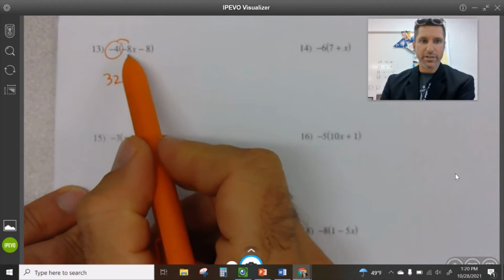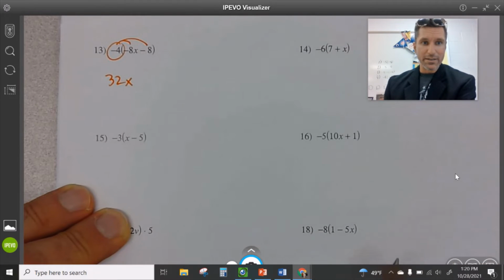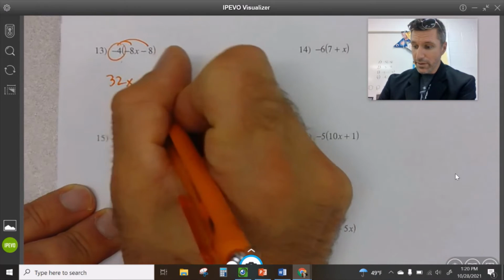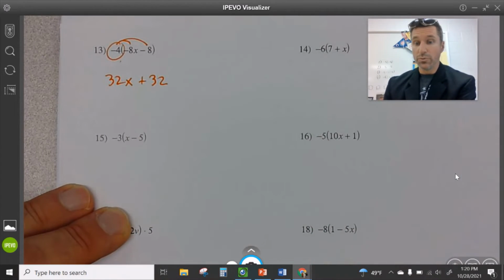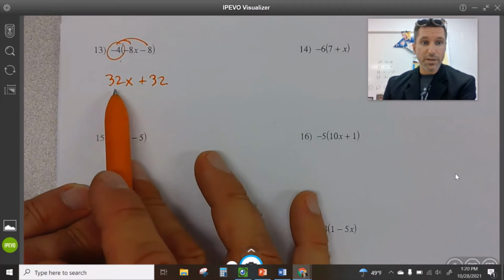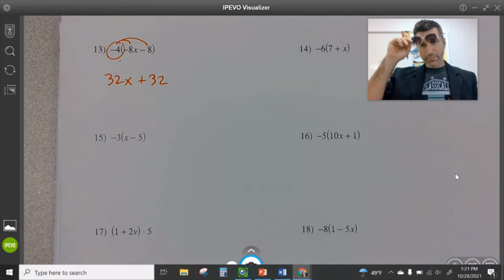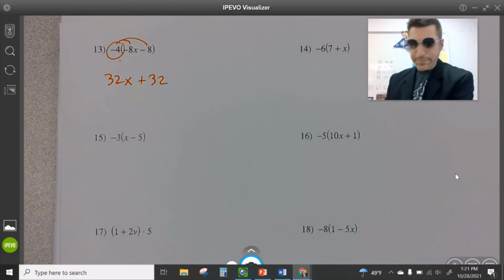-4 times -8 is 32x. So negative times negative right there. Then we have -4 times -8 again. If you isolate those two, that's really the same thing. So that's positive 32. Oh, it's so tempting to combine those because they both have 32s. But you can't because that one has an x and that one doesn't. And you have to multiply before you add. And since you don't know what x is, you cannot multiply. Therefore, you cannot add.